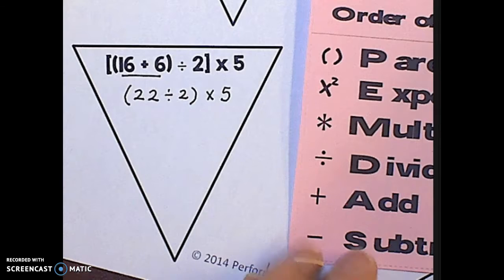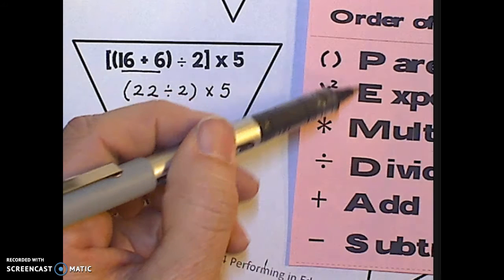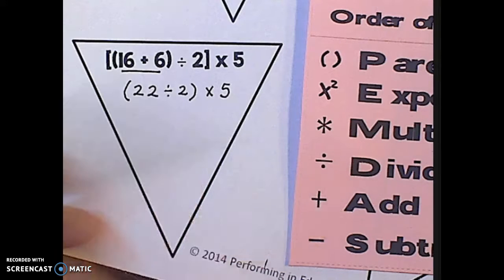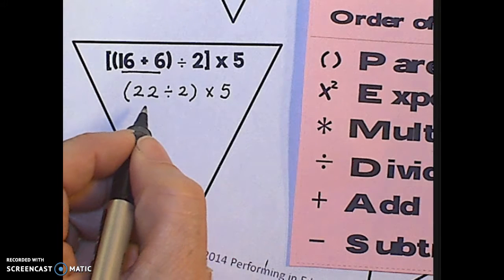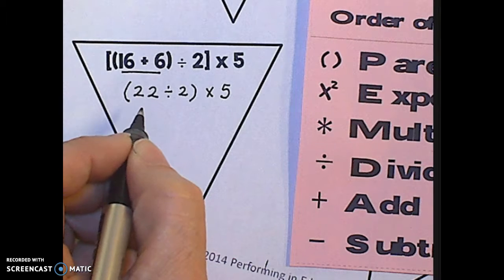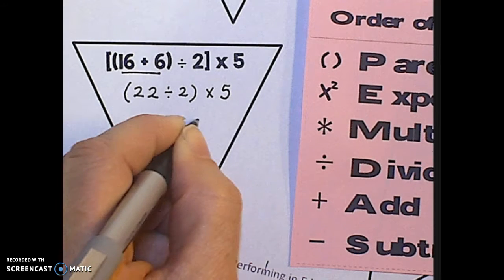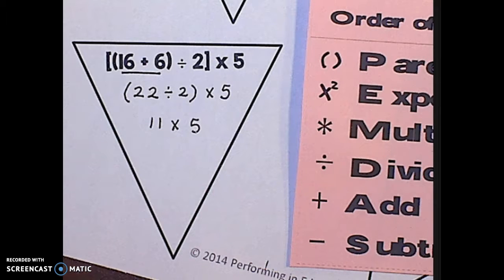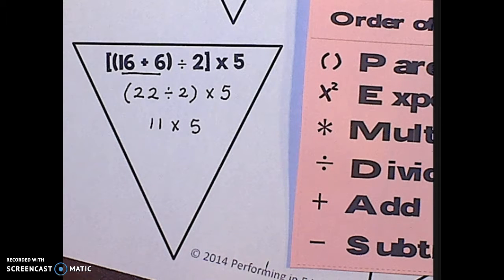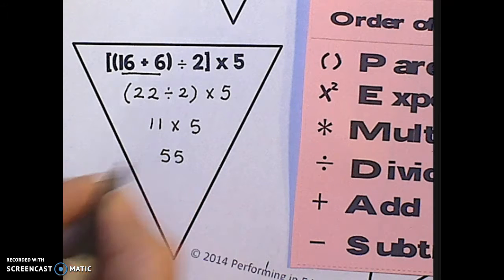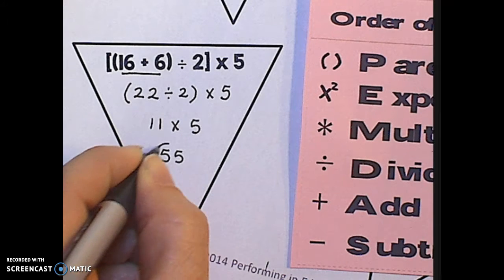Now if I look back at my little paper, my cheat sheet on PEMDAS, I still am working in the parentheses. So hopefully you remember what 22 divided by 2 is. Great, it's 11. And now I'm going to write 11 times 5. Oh, good. You guys are really good at 11s. And 11 times 5 is 55. And that question is answered.